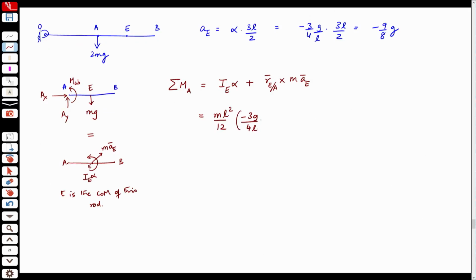So, if you do this, you get ml square by 12 about E alpha, alpha is minus 3g by 4L plus L by 2 along i, in this case cross minus 9 by 8 mg along j, that is my m into a_E. So, this is equal to minus mgl by 16 minus 9 mgl by 16, that is equal to minus 5 by 8 mgl.